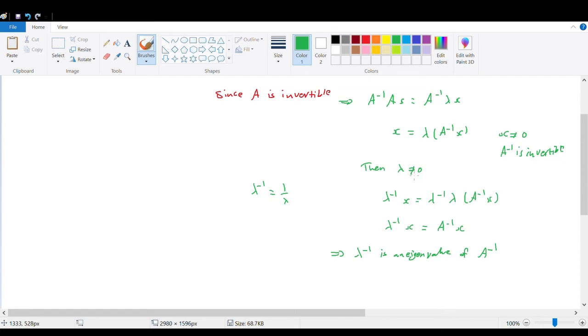Why do we say lambda is not equal to 0? Because here x is not equal to 0, and A inverse is invertible, since our A is invertible. So this one is not equal to 0, and lambda cannot be equal to 0. In case lambda is equal to 0, that means all this part will be equal to 0. So that's why x is not equal to 0, lambda is not equal to 0, A inverse is invertible.